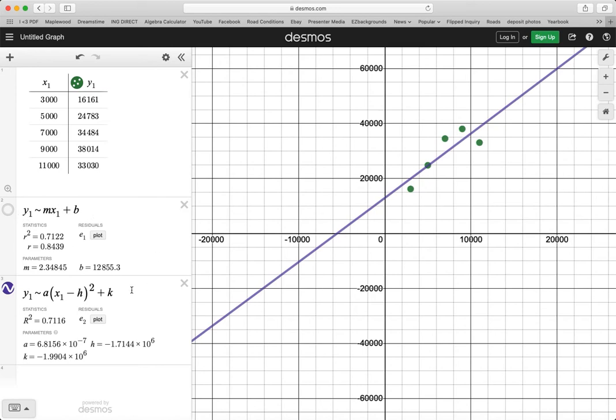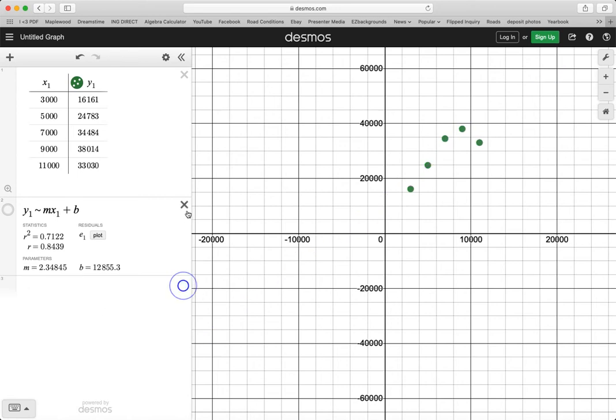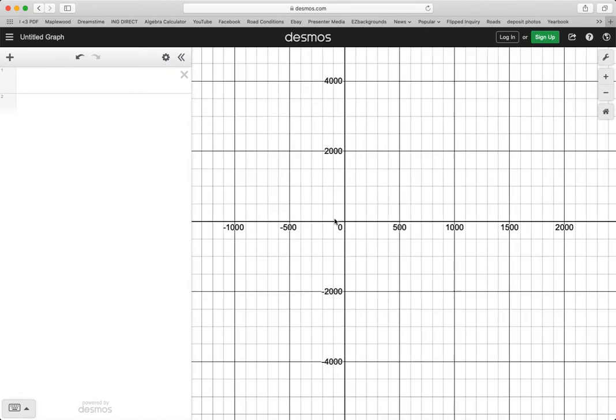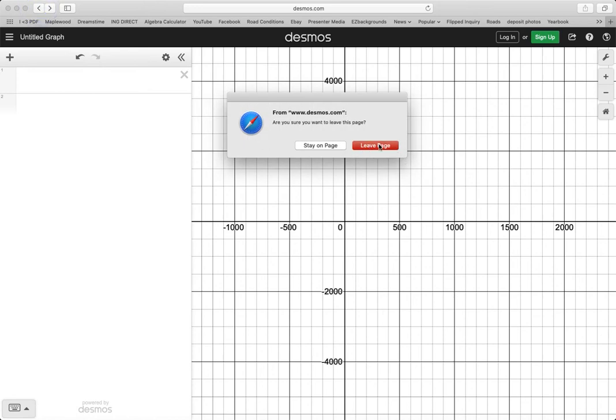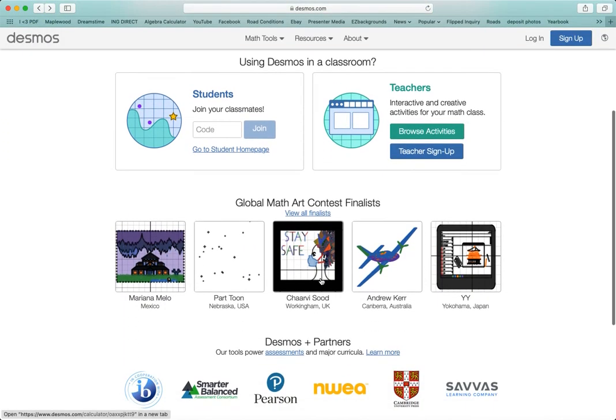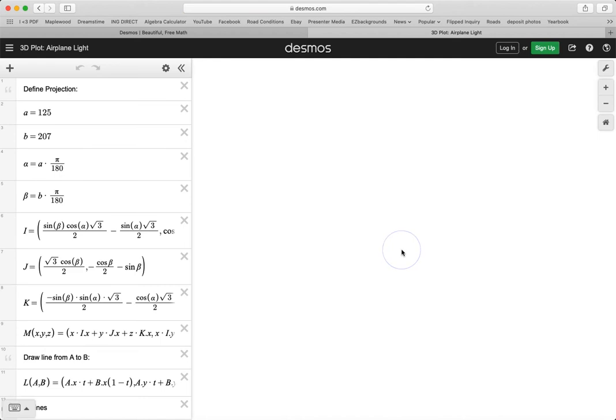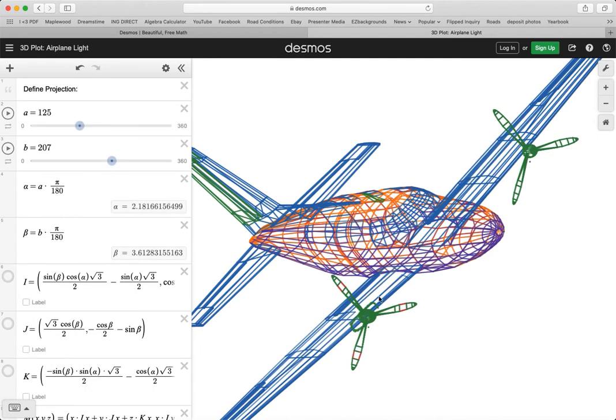You might want to write these equations down. They might be handy at a different time. Now, what I would like you to do is just play with Desmos for a bit. You can put all kinds of weird and wonderful and wacky things on Desmos. If you take a look, and I'm just going to go back to this home page, there are global math art contests for Desmos. Some of them are amazing. Like this one here, these are all math equations, and it drew this airplane. So the people that are doing this are having a lot of fun with Desmos.